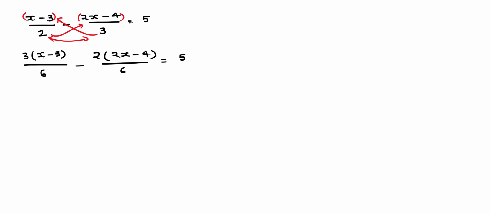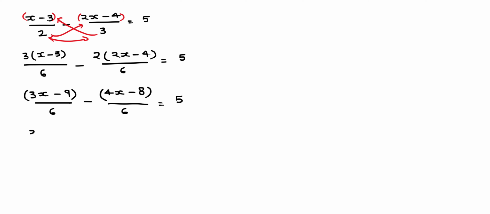Now, this 3 has to be multiplied inside the bracket. So 3 times x is 3x, and 3 times minus 3 is minus 9. The whole thing has to be in the bracket, divided by 6, minus 2 times 2x, which is 4x. And 2 times minus 4 is minus 8, which has to be in a bracket. If you don't write the bracket, later on you will make a mistake in your signs.